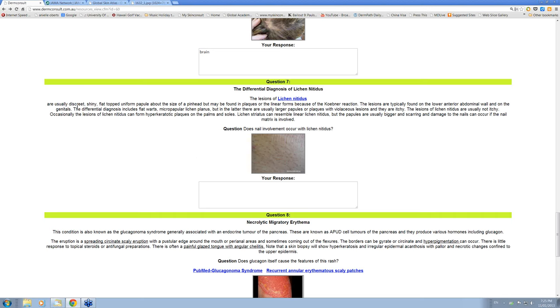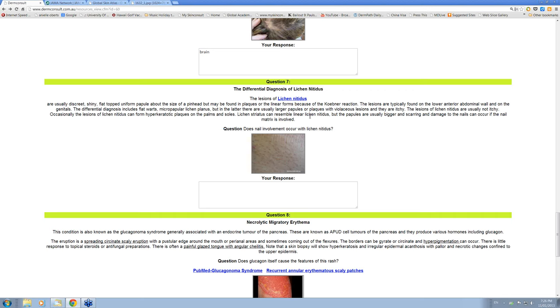So we've said here, usually lichen nitidus is a discrete, shiny, flat-topped, uniform papule the size of a pinhead, which may be found in plaques or a linear form because of the Koebnerising effect. Typically found on the anterior abdominal wall and on the genitals. Watch the shaft of the penis, you'll sometimes get lichen nitidus presenting there. Differential diagnosis includes flat warts. Micropapular LP is usually bigger, violaceous and itchy, whereas the lesions of lichen nitidus are not usually itchy. Occasionally lichen nitidus on the palms and soles can give hyperkeratotic plaques.